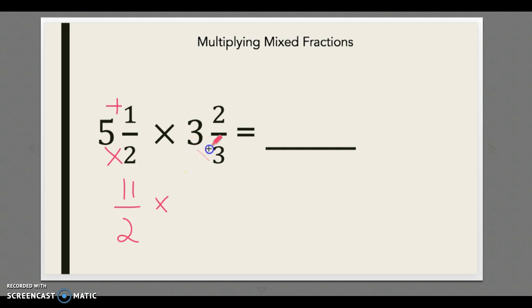I'm going to multiply, then add. 3 times 3 is 9. 9 plus 2 is 11. And my denominator stays the same. I'm going to multiply across. 11 times 11 is 121. And 2 times 3 gives me 6.